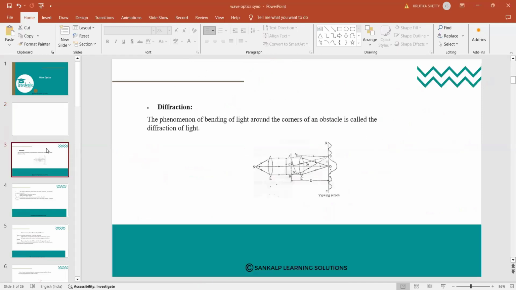Okay, so the next point is the diffraction of light. So what is diffraction of light? The phenomenon of bending of light around the corners of an obstacle is called as what? Diffraction of light. This diffraction of light was discovered by the Italian physicist Francesco Maria Grimaldi, he discovered this diffraction phenomenon.